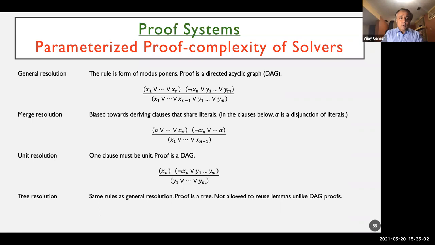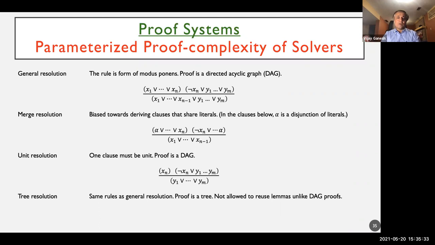Now, this can be generalized to a method, a proof rule called resolution. In resolution, you are given two clauses: the first is X1 all the way up to Xn, and the second is negation of Xn, Y1, et cetera, Ym. And you can cancel Xn and negation of Xn out, because that's where the implication happens. The first clause is implying Xn, the second clause has Xn as the antecedent of the implication, and you can derive the clause X1, et cetera, up to Xn minus one, Y1, et cetera, up to Ym.